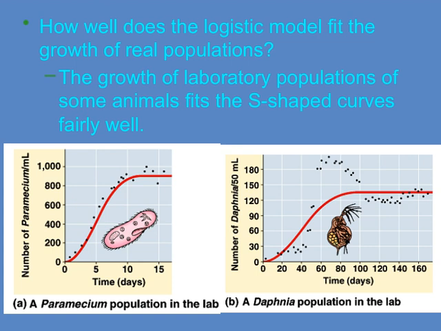It's important to highlight that while the logistic model captures this general trend, real populations can sometimes deviate due to factors like environmental changes or species interactions. Overall, this fit suggests that the logistic model is a useful tool for understanding and predicting population growth in controlled settings, and it helps us connect the mathematical concepts we've been discussing to actual biological systems.